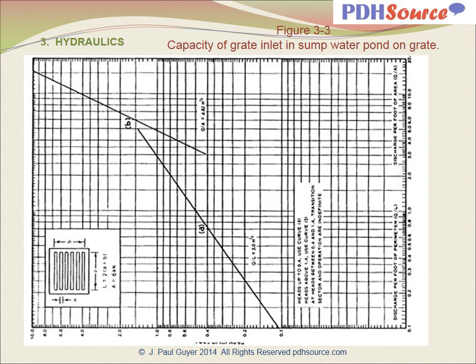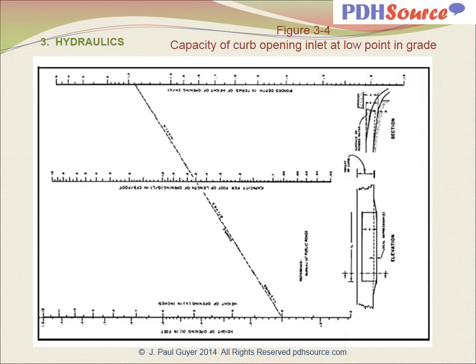Figure 3.3 provides the capacity of the grate inlet in sump, water ponded on grate. Figure 3.4 provides the capacity of a curb opening inlet at the low point in grade.